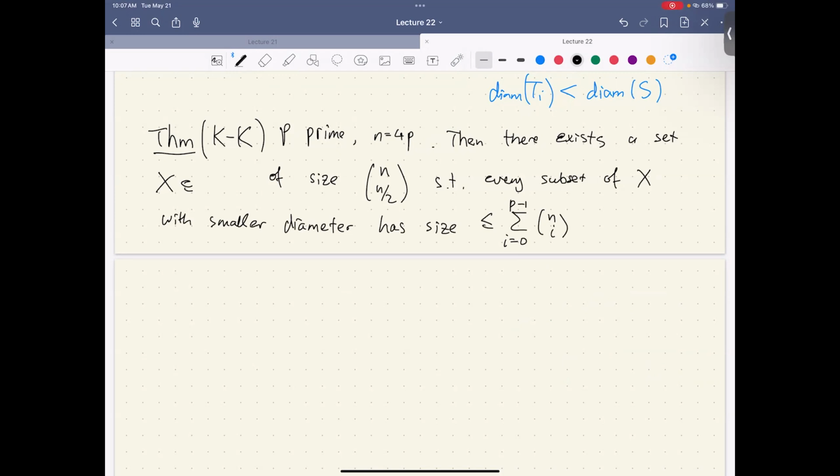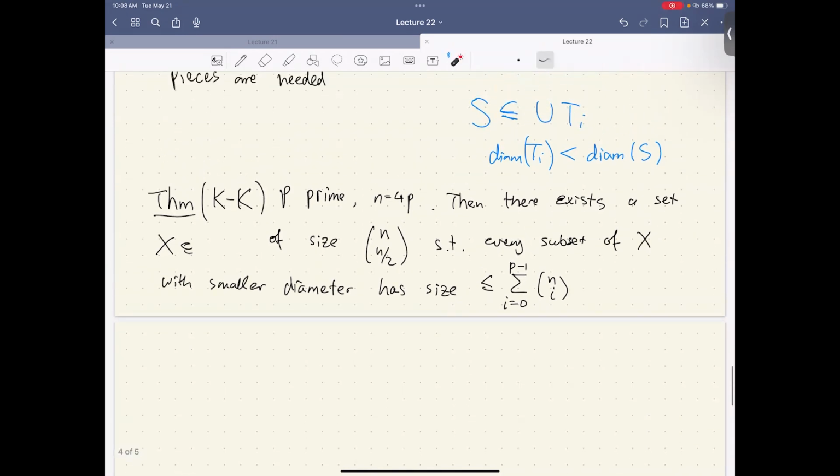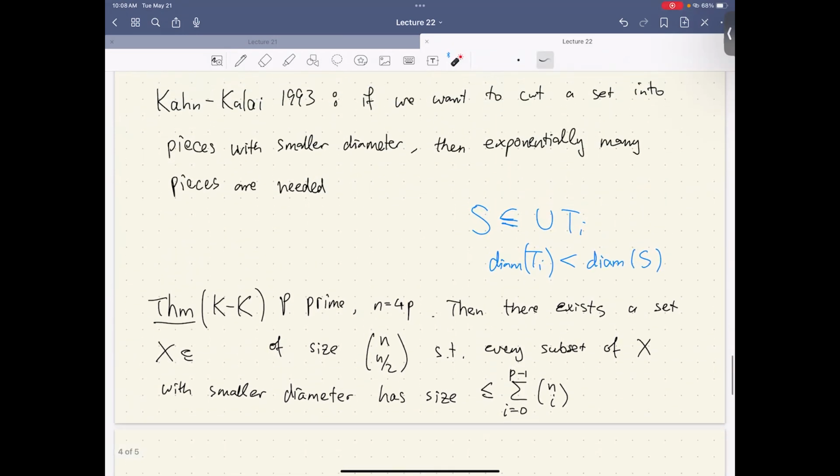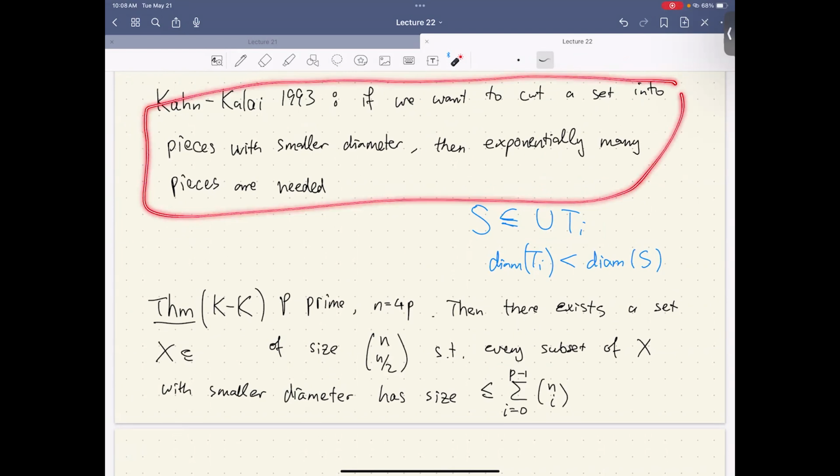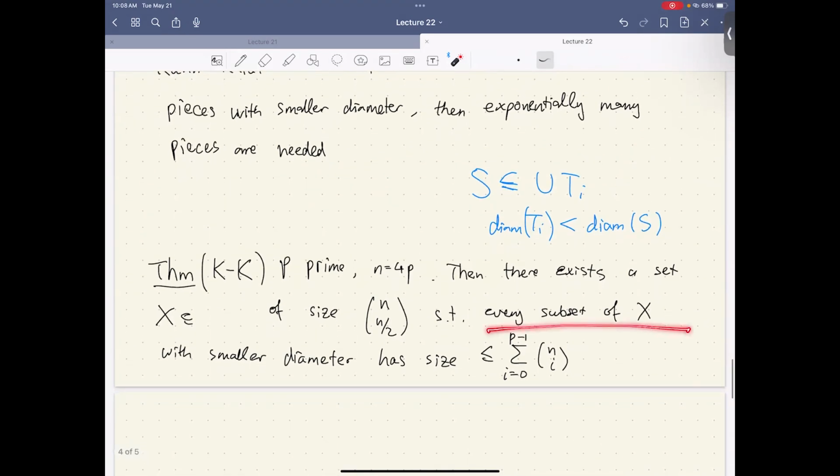All right. Well, first of all, this immediately disproves Borsuk's conjecture, because for this set X, if you want to cover it by subsets of it with small diameter, every such subset of small diameter is exponentially smaller than X itself. So that means you need to use exponentially many subsets to cover it.